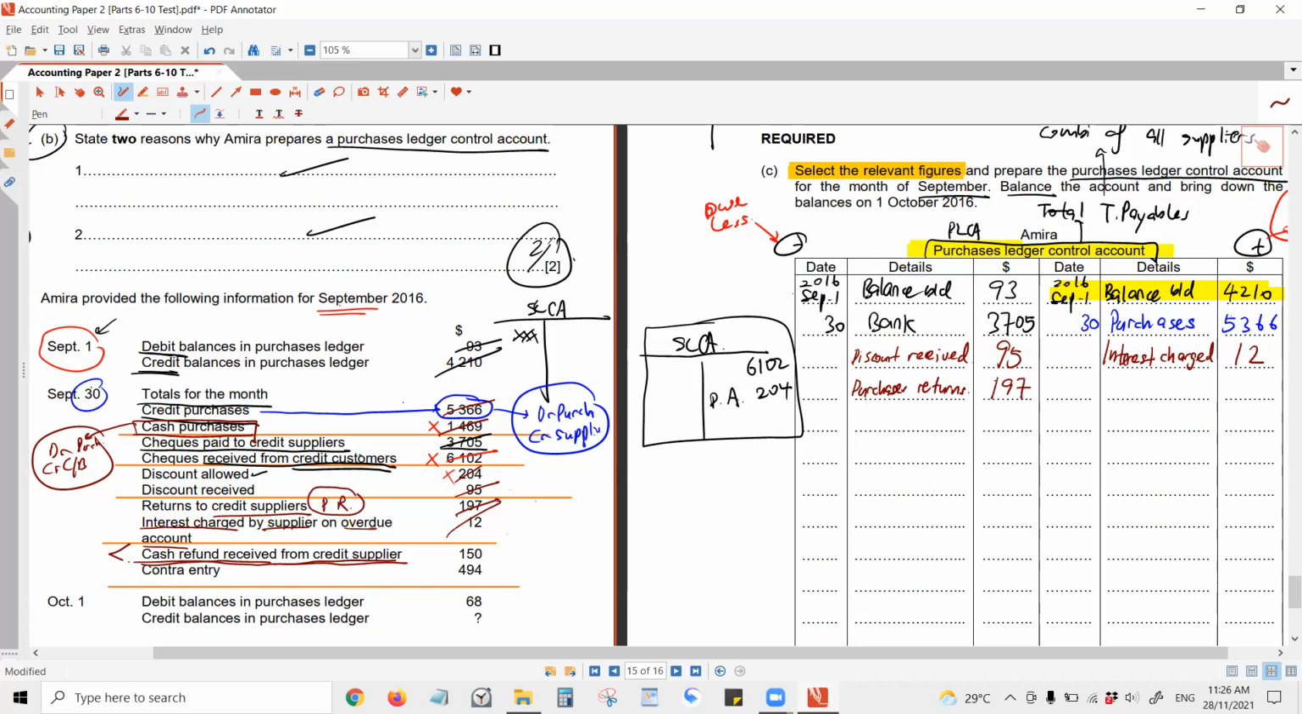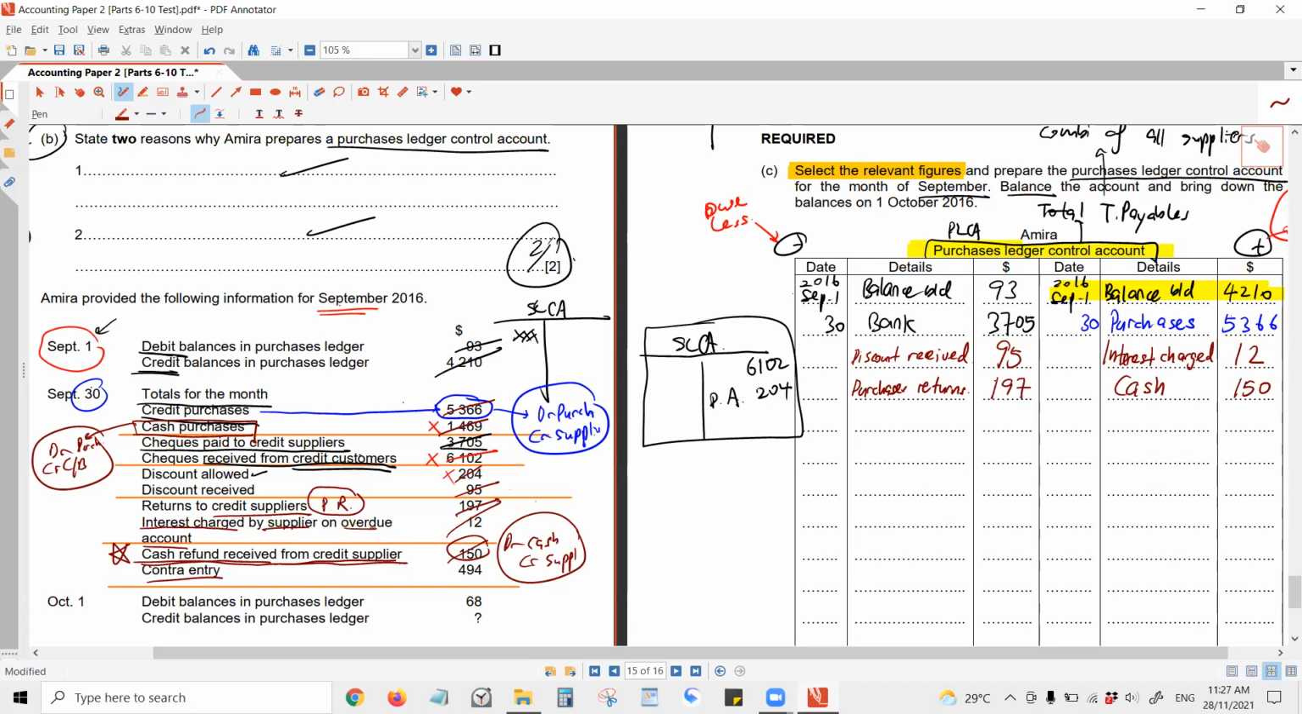Cash refund received from credit supplier. So we receive money from supplier. Debit cash, right? Because you got the refund in the form of cash. Credit supplier. Okay, therefore 150 is here. Here you write cash. Okay. Contra entry.